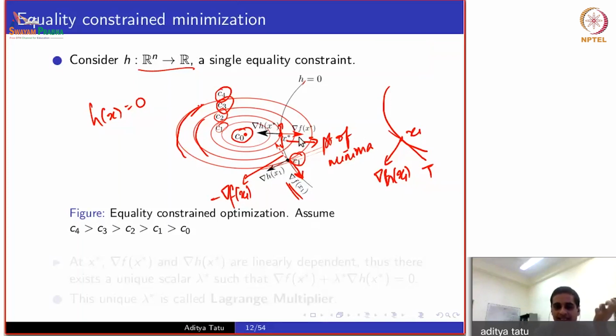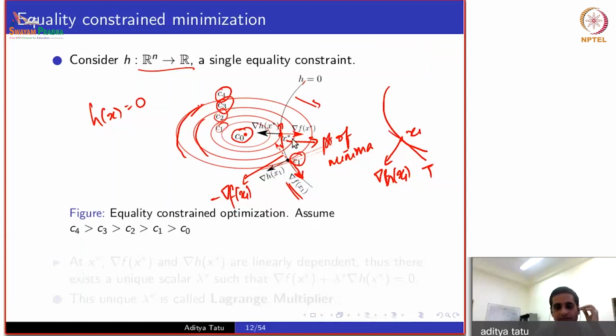And what is the characterizing nature of this point? That the gradient of h, the equality constraint, and the gradient of the cost function have to be aligned. Either they are in opposite direction or in the same direction, it doesn't really matter. Maybe the function value h increases in this direction. In that case, the gradient, this black arrow, would have been drawn in the opposite direction.